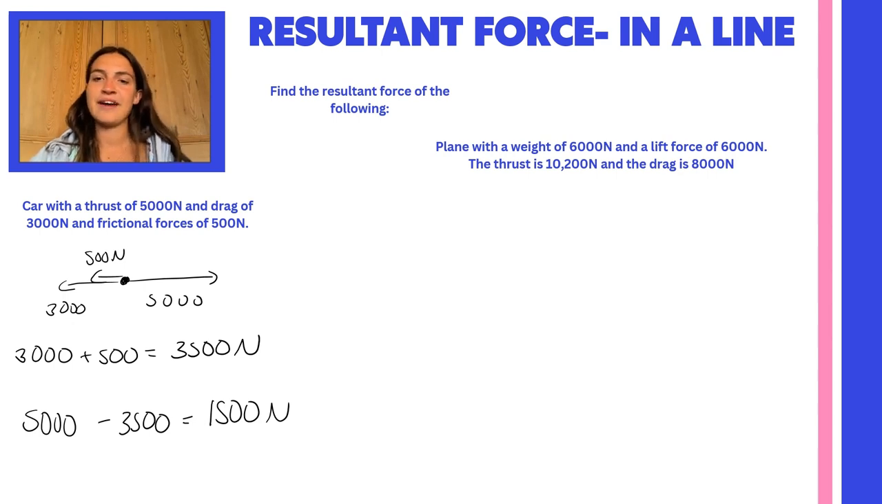Okay, let's have a little look at our next question here, which is a plane with a weight of 6,000 newtons and a lift force of 6,000 newtons. The thrust is 10,200 newtons, and the drag is 8,000 newtons.